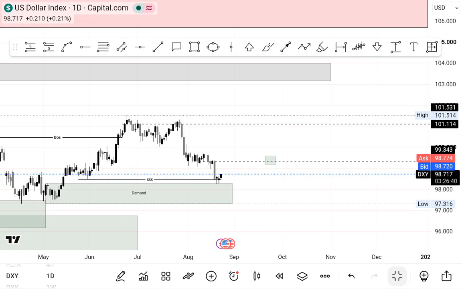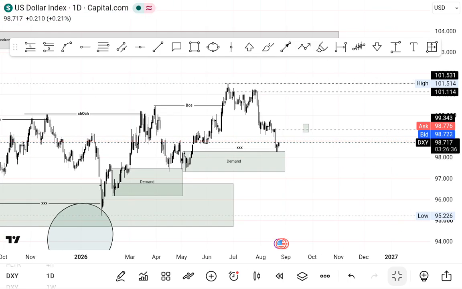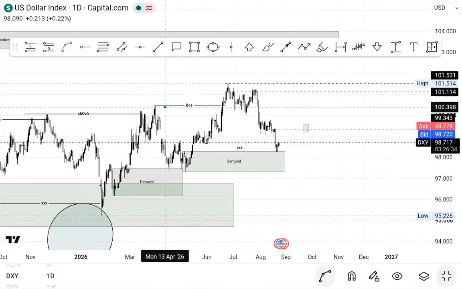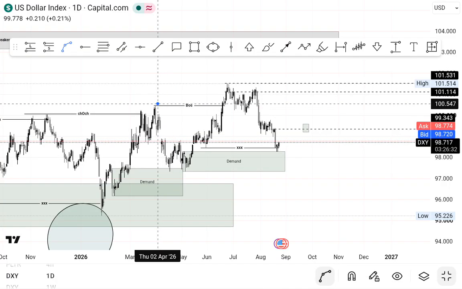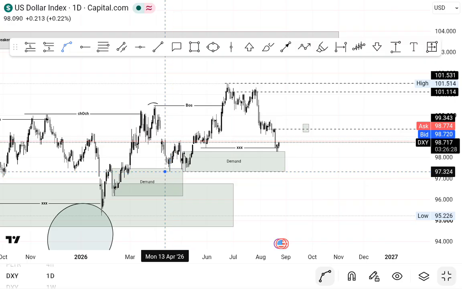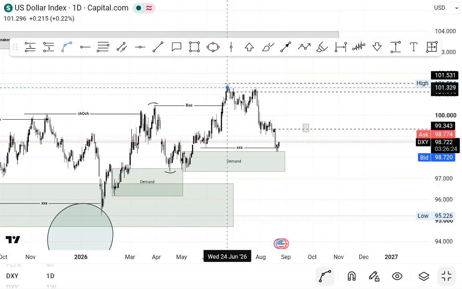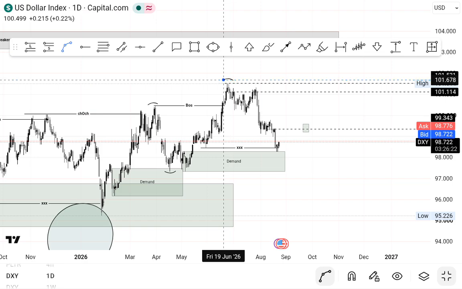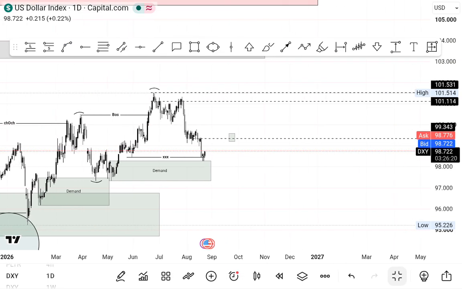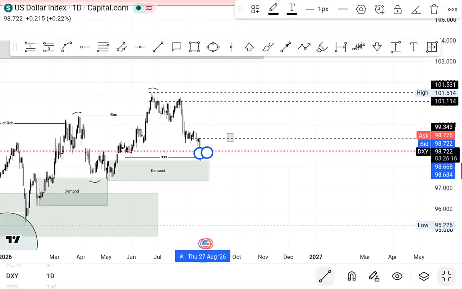Now going to daily, we can see that on the daily we have this higher low, higher high. Is this a higher low? Yes, it is a higher low, because I can see price is already shifting above here, right?